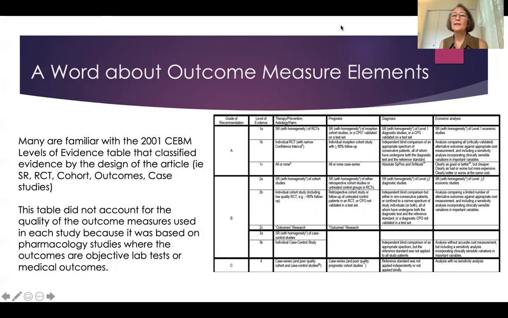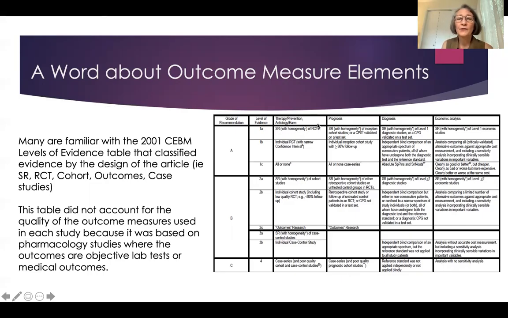So let's talk a little bit about outcome measure elements. Most of you may be familiar with the Center for Evidence-Based Medicine's original levels of evidence table. It's organized by therapeutic interventions, prognostic, diagnostic, economic analysis columns. And levels of evidence were assigned based, in the intervention category, purely on the type of design.